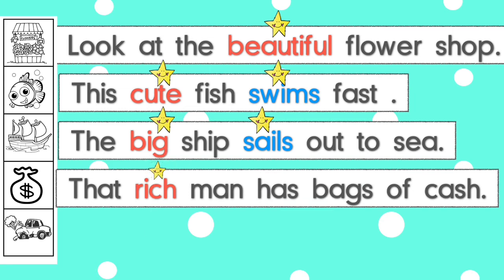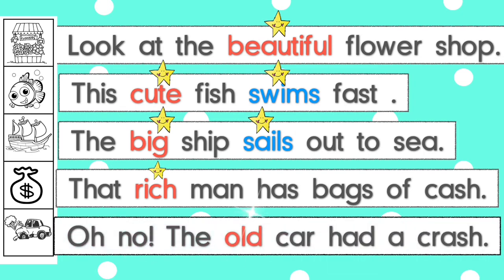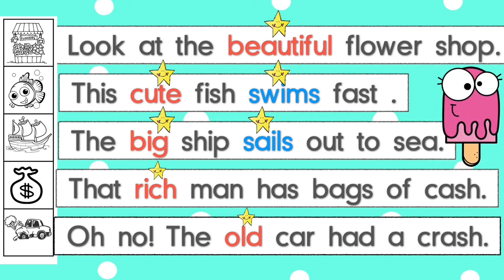Oh, goodness gracious. That rich man has bags of cash. So now we know who the cash belongs to. We're not saying that is cash. We're saying that rich man has bags of cash. Amazing. Oh no, the old car had a crash. So old tells us what the car looks like. You could say it's a new car or a red car or a blue car, because you're giving the teacher more information about what the car looks like. And remember, if you say it's a red car, the picture needs to be, you've got it, red. And your teacher might think, whoa, you're super cool if you write lots of star words.